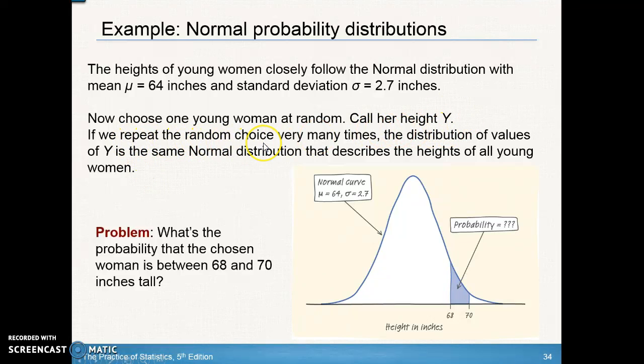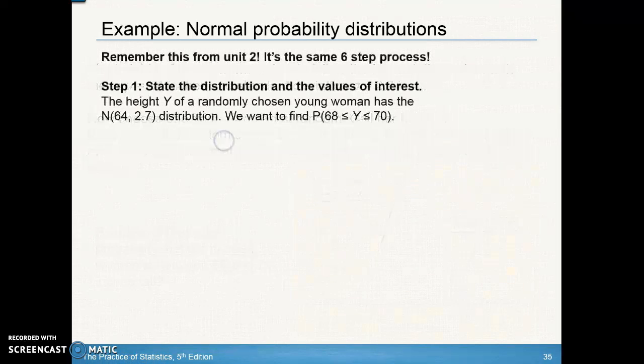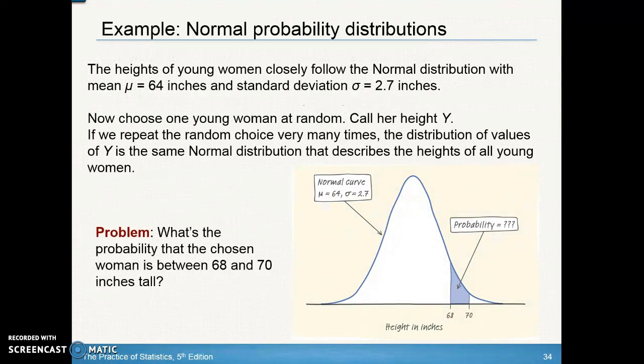If we repeat the random choice many, many times, so if I choose one young woman at random many, many, many times, the distribution of values of y is the same as the normal distribution that describes the heights of all young women. So it's basically like saying if I'm taking a sample over and over again and put all of those heights into a curve, the heights of all of my samples follow the same distribution as the population of heights of all young women. So we want to know what's the probability that the chosen woman is between 68 and 70 inches.